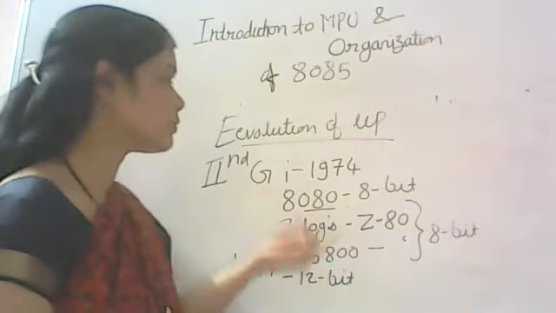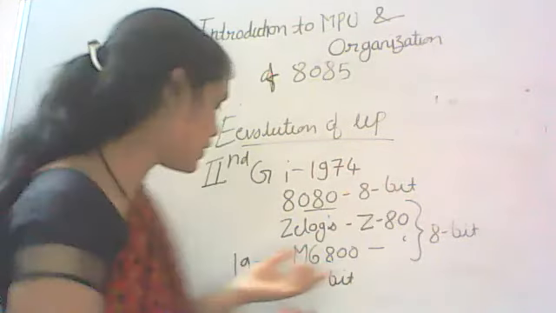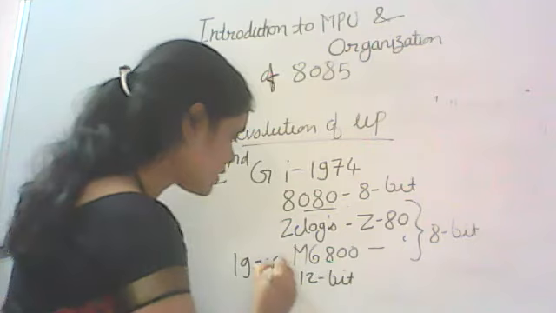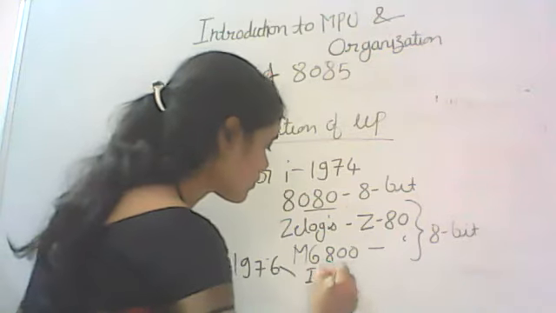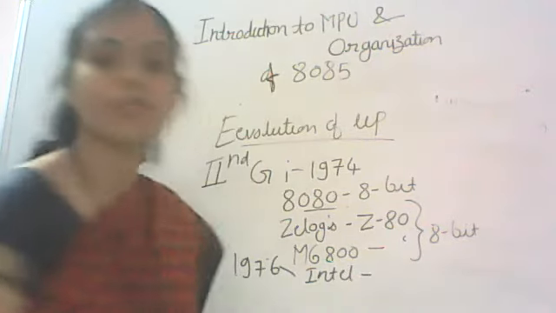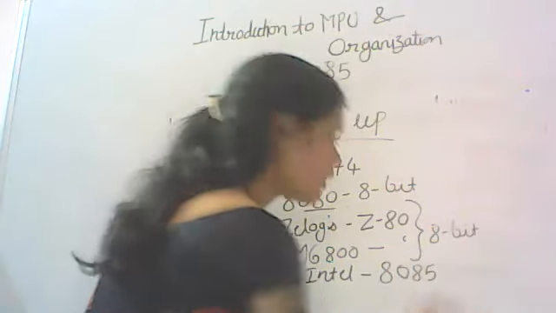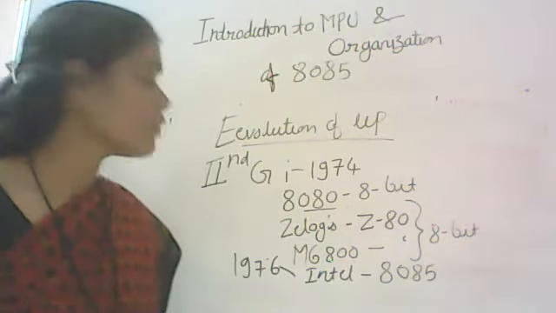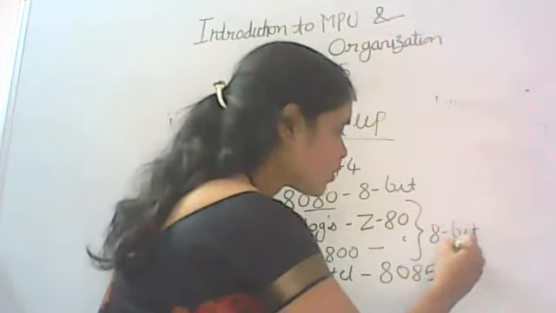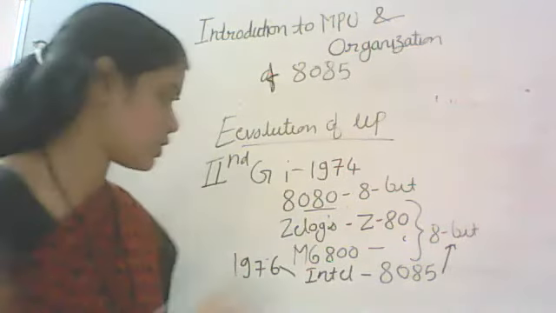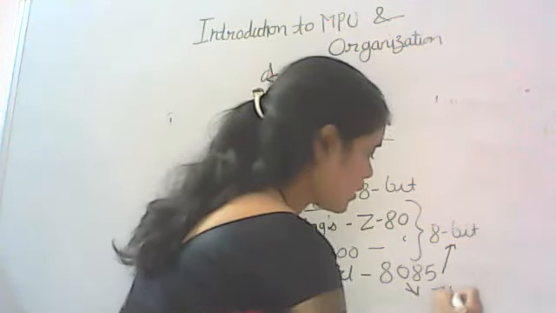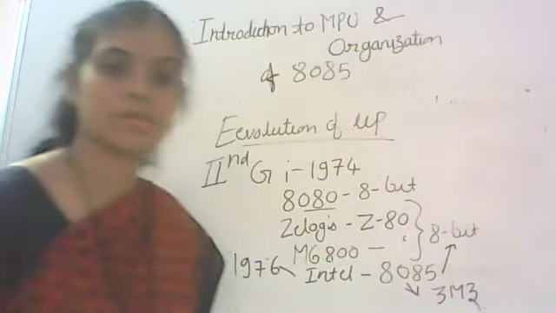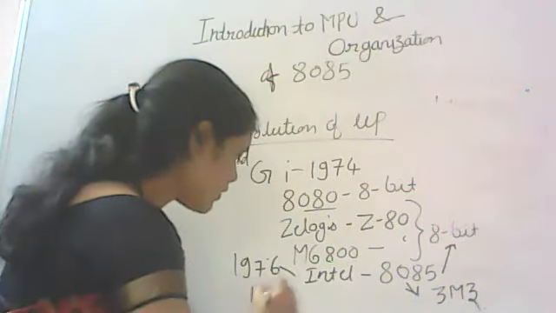In the second generation, in 1976, Intel introduced the first general purpose microprocessor, the 8085 microprocessor. This microprocessor is also an 8-bit microprocessor, and its clock frequency is 3 megahertz.